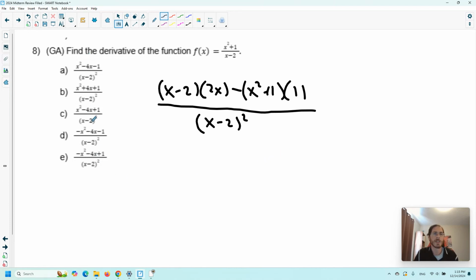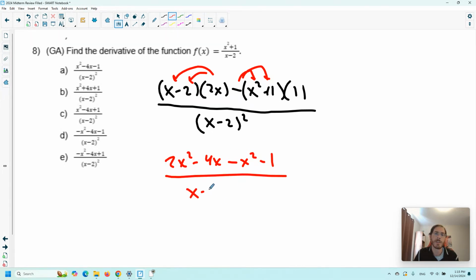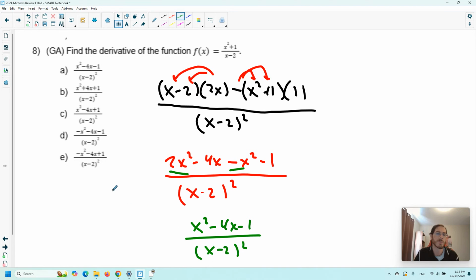And then this person decided to simplify the top, so we got to multiply the whole top out and figure it out from there. Totally fine. We'll distribute this 2x to both parts, so 2x squared minus 4x. Then we have to distribute this minus sign to both parts. Since multiplying by 1 would just keep it the same, so minus x squared minus 1, still over x minus 2 squared. Combine our like terms. 2x squared minus x squared is x squared minus 4x minus 1 over x minus 2 squared.